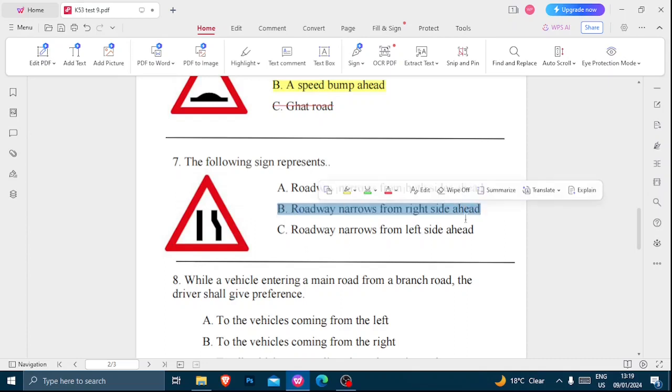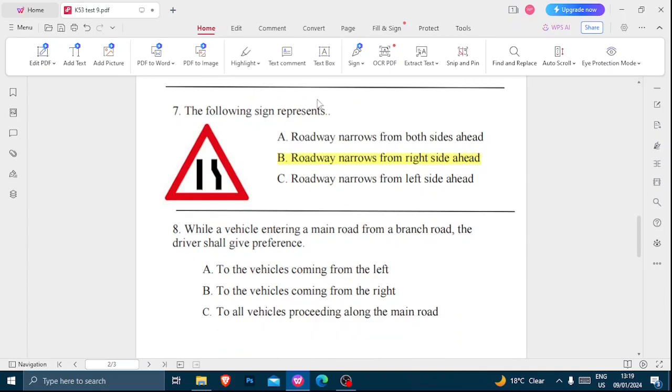Okay, so these ones are quite simple, right? All you need to do is remember that this is your right side, this is your left side. As you can see, the road is narrowing from the left, which means that the road narrows from the left side. Okay, so we'll look at the other one in the questions that are coming up. So do stay tuned for that one, and I'll show you the difference between road narrows from the left.